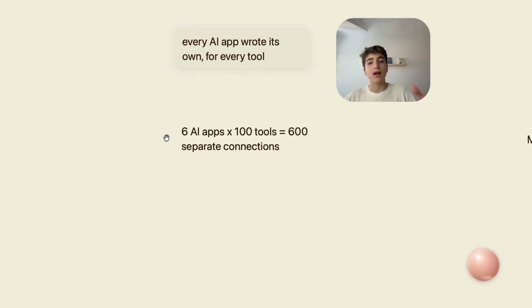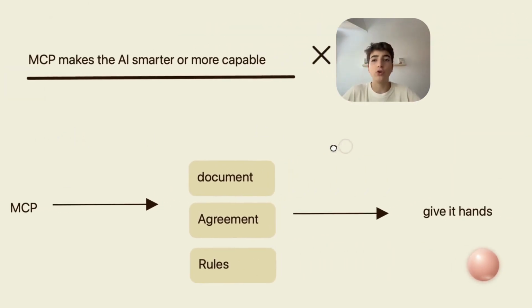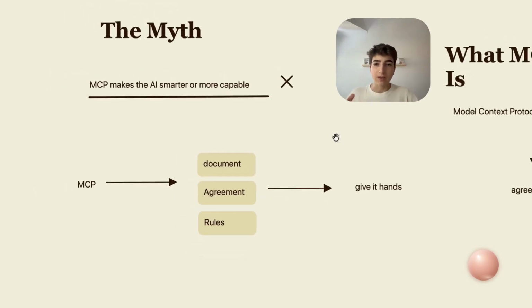With AI apps and 100 tools connected, you needed 600 separate connections. So it took a lot of time and you did it by hand. A Gmail connector built for one app did nothing in any other app. So only several companies were able to use this. Then we have the myth.